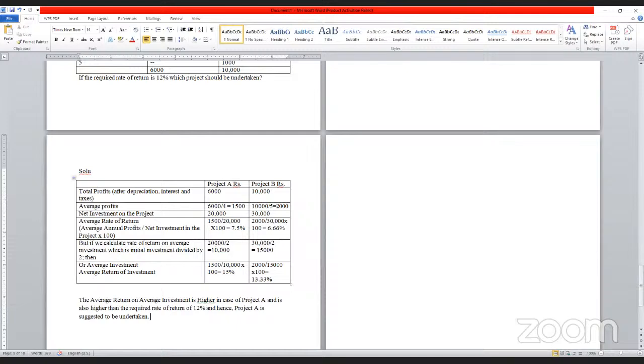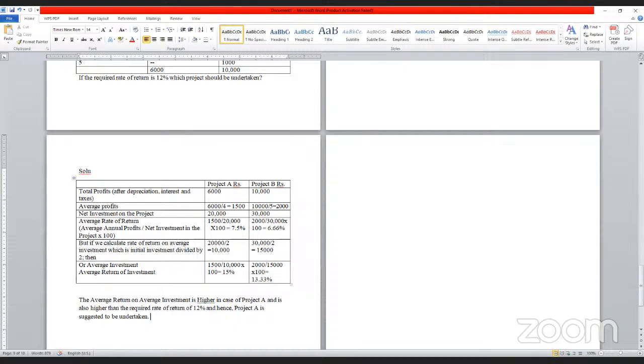Like the payback period method, it ignores the time value of money, as the profits earned at different points of time are given equal weightage by averaging the profits. It is not giving importance to time. So that is the main drawback. It ignores the fact that a rupee earned today is of more value than a rupee earned in the future. So this method is totally ignoring the time value of money concept.